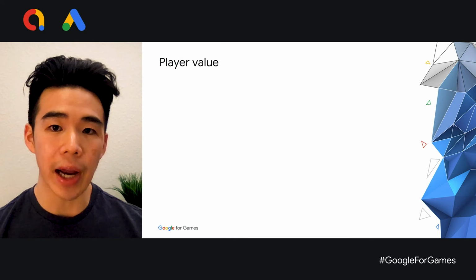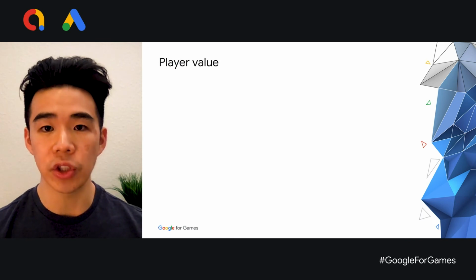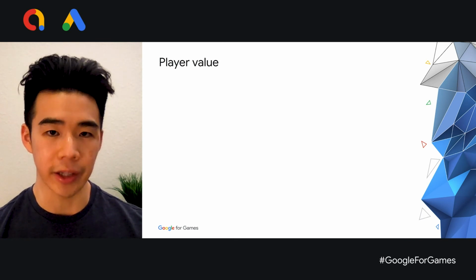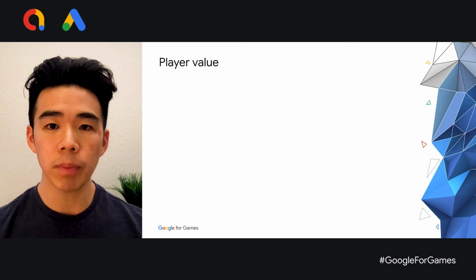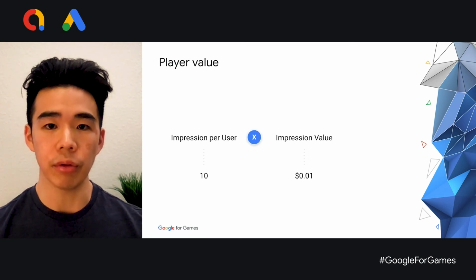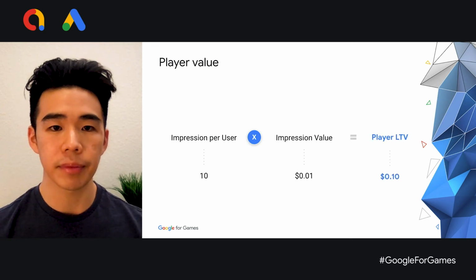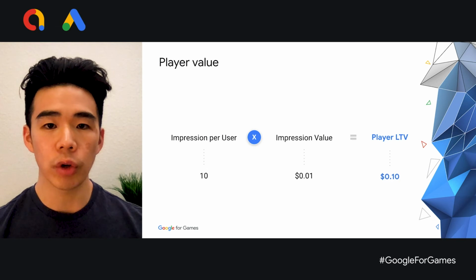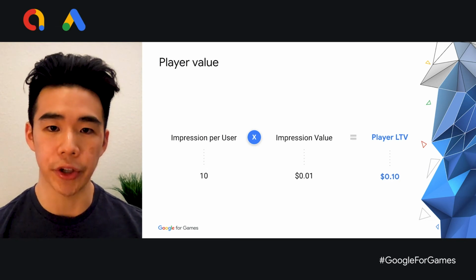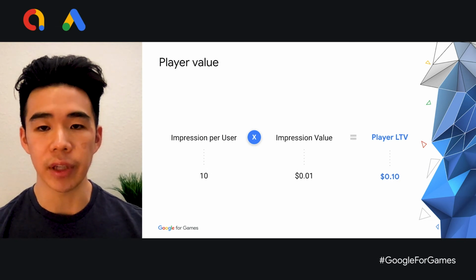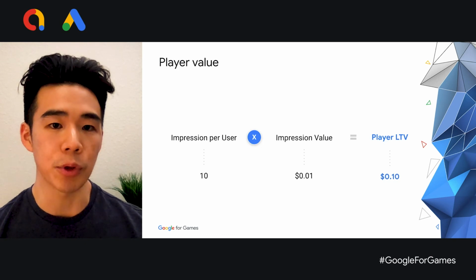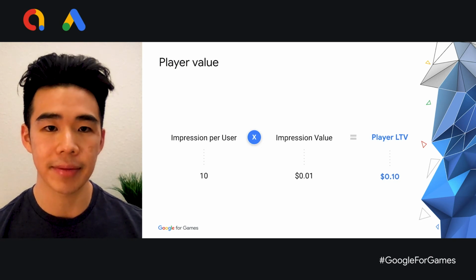You can then track the number of impressions a player sees using an analytics tool like Google Analytics for Firebase. Multiply the number of impressions a user sees with your average impression value, and you'll get an idea for how much that player is worth. So if a user saw 10 impressions while playing your game, then their estimated LTV would be 10 impressions times 1 cent, or 10 cents.